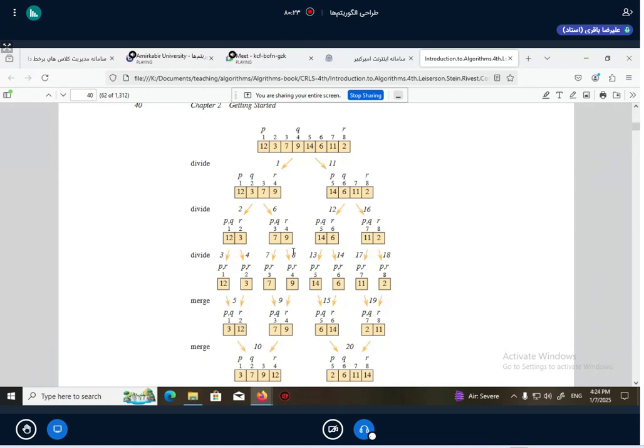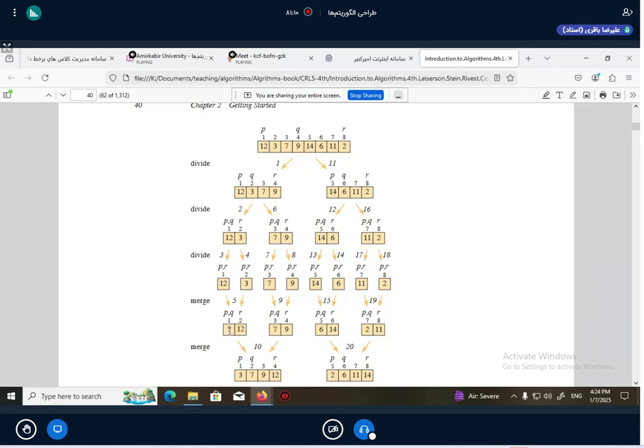For the second part, this is repeated. In the second part, we have 7 and 9. It was divided into 7 and 9. 7 has only one number, so it is returned as a sorted array. 9 is only one number, so it is also returned as a sorted array. Then we merge 7 and 9. The result is 7, 9, which is sorted.